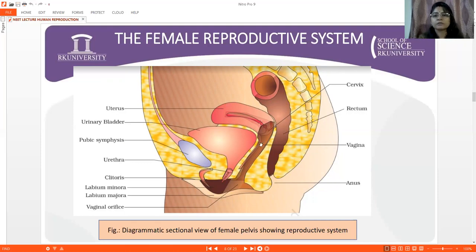So this is the whole structure. It gives the information of the female reproductive system. The first is the ureters. Next to it is the urinary bladder. This is the pelvic symphysis. Next to it, you can see the cervix, and there is the vagina. This is the vaginal orifice. This one is the labium majora. This is the labium minora. Next to it lies the clitoris, and this is the urethra, and this is the anus. This is the rectum. So this is all about the female reproductive system, which is present in the pelvic region.